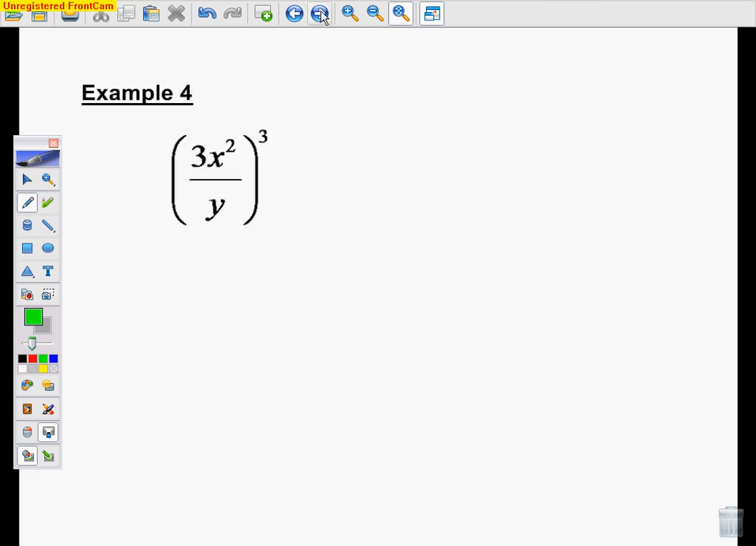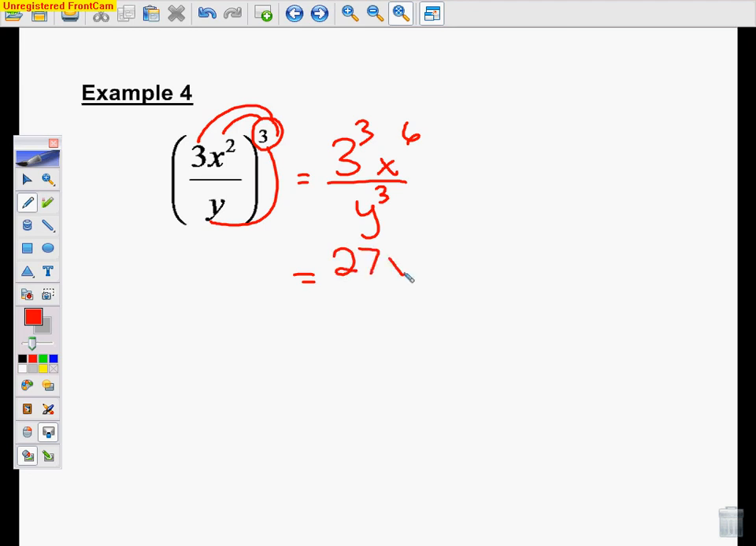All right. Next, this one, short example here. You take that 3, distribute it into the parentheses. So we would have 3 to the 3rd, x to the 6th over y to the 3rd. And then once again, simplify as much as you can. 27x to the 6th over y cubed. All right.